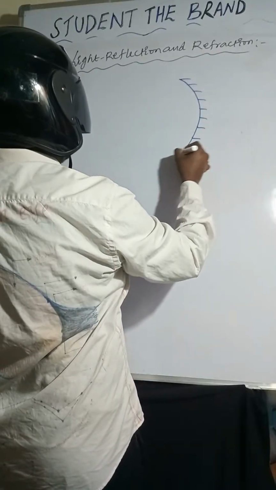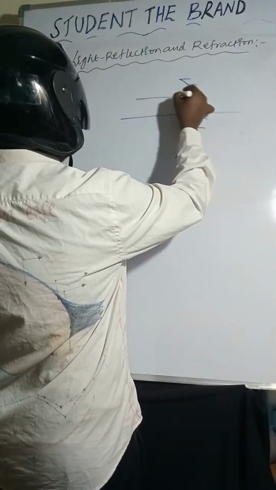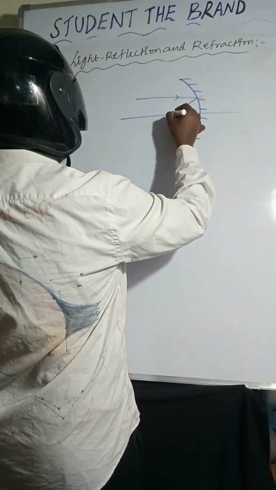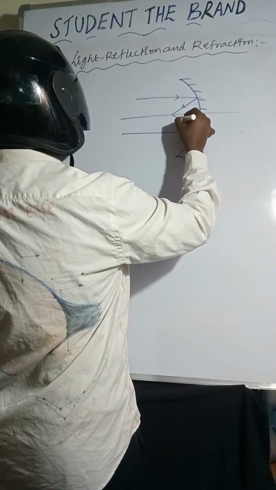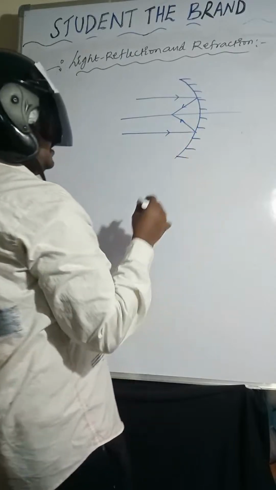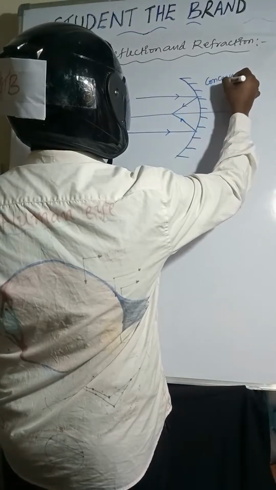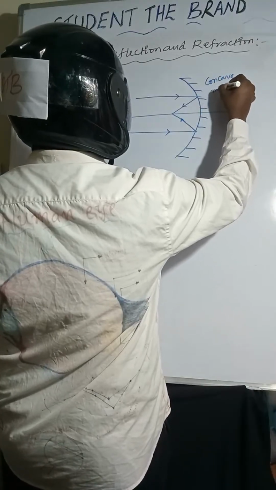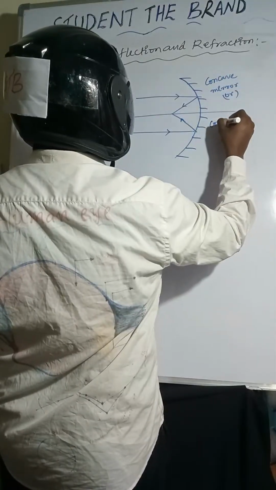Concave mirror is also known as converging mirror. After reflection, light rays are moving towards the principal axis. So this concave mirror is also known as converging mirror.